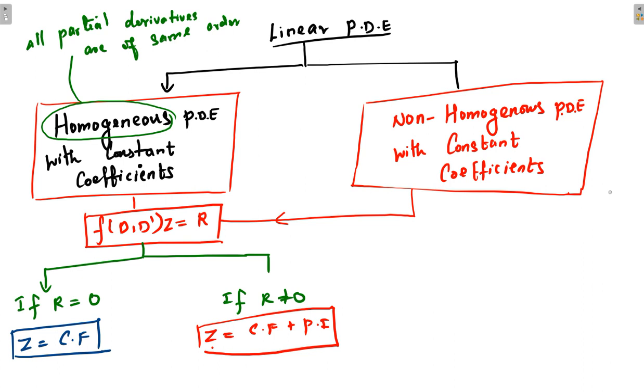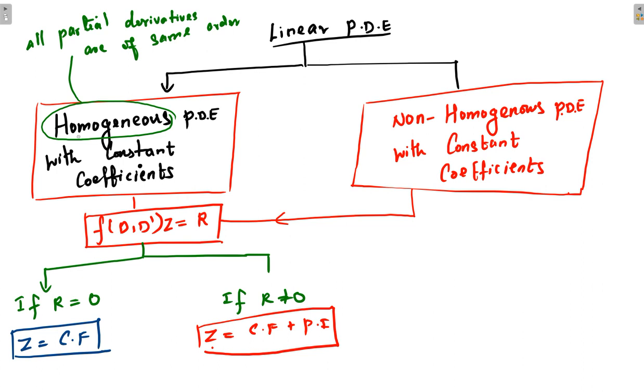The solution of linear partial differential equation. So, homogeneous: if all partial derivatives are of the same order, we can say it is called a homogeneous partial differential equation. So here we are going to classify the linear partial differential equation into two types.